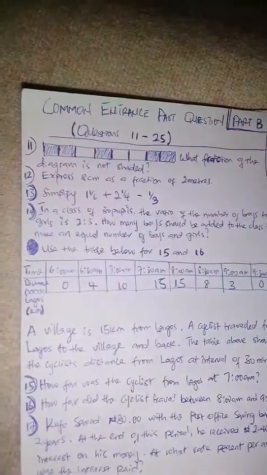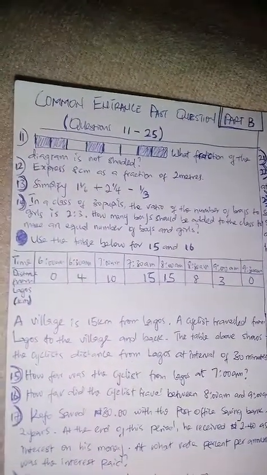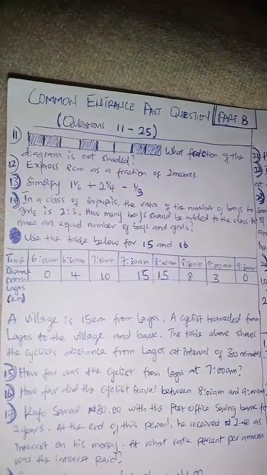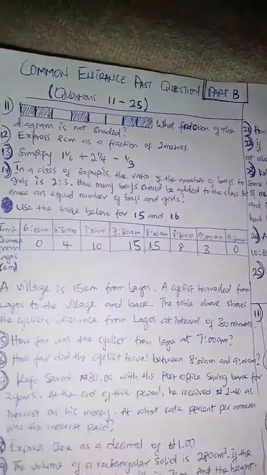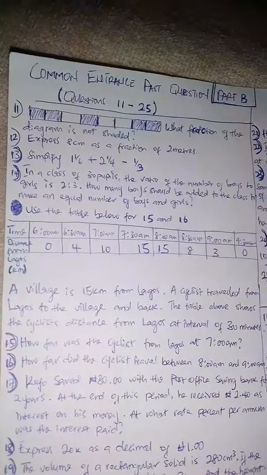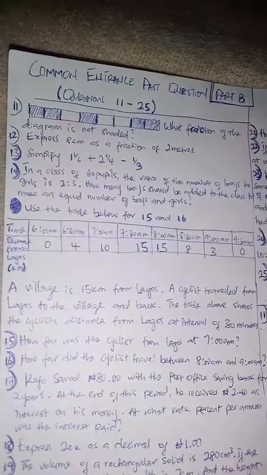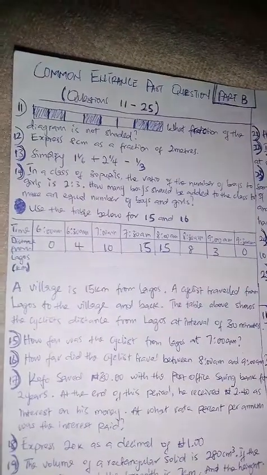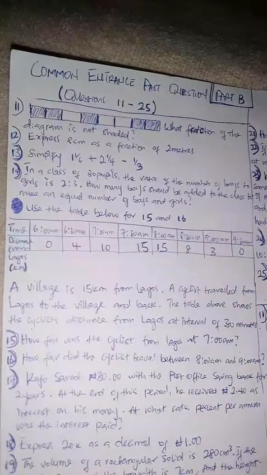Question 15 says, use the table below for 15 and 16. We have time, which is 6 a.m., 6:30 a.m., 7 a.m., 7:30 a.m., down to 9:30 a.m. And we have the distances below them. Now the question says a village is 15 kilometers from Lagos. A cyclist traveled from Lagos to the village and back. The table above shows the cyclist's distance from Lagos at intervals of 30 minutes. Question 15 says, how far was the cyclist from Lagos at 7 a.m.?